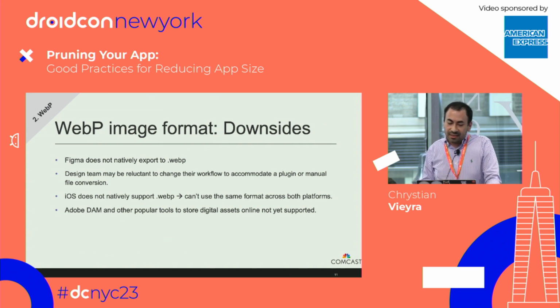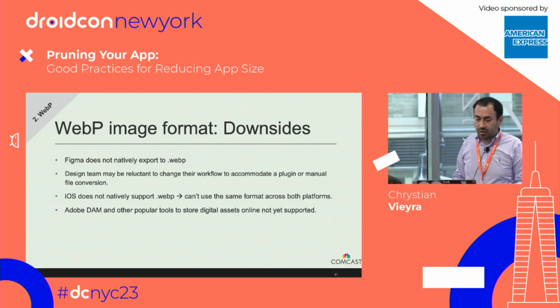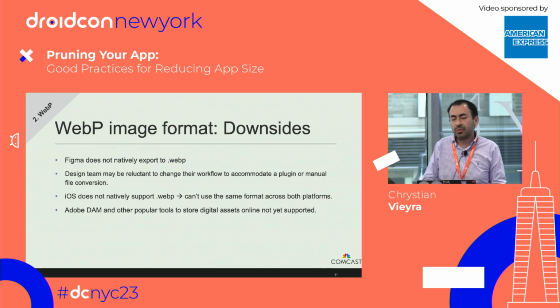I think the biggest challenge is that iOS does not natively support WebP, so you cannot use the same format across both platforms. On iOS, a lot of people use HEIC, but that format has some challenges. It's not as straightforward as WebP. And some services, like Adobe DAM or some CDN services where you might be hosting those files, do not currently support WebP.